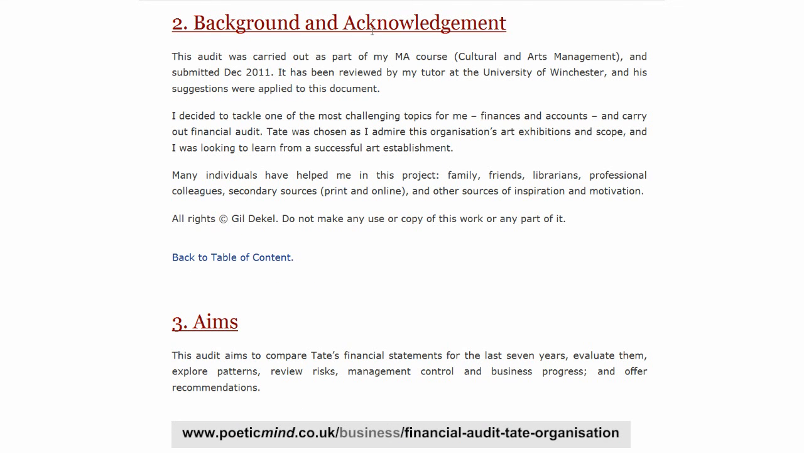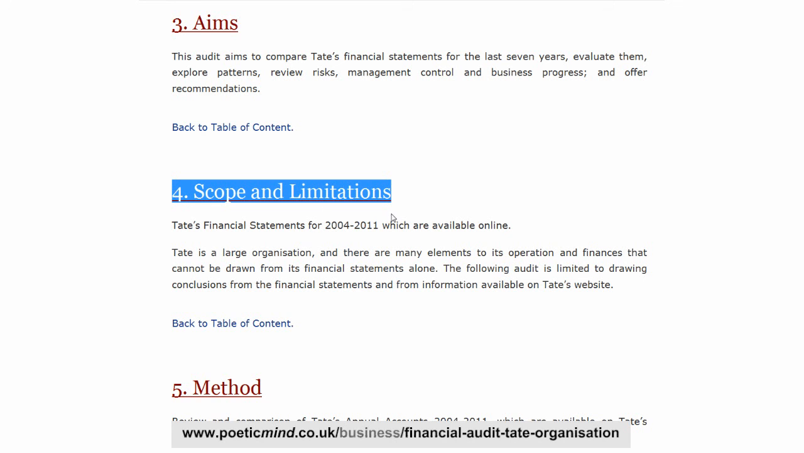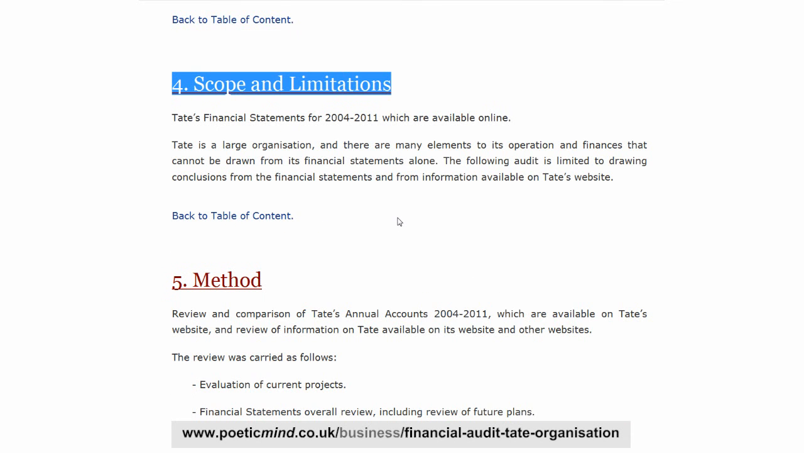Section 2, background and acknowledgement. This is where you talk about yourself as the auditor, why you have carried out this audit. Third section is the aims of this audit, what it is meant to achieve. You continue with the scope and the limitation. There are always limitations. Usually, the limitation will be the information that is available. So you mention what information was available to you.